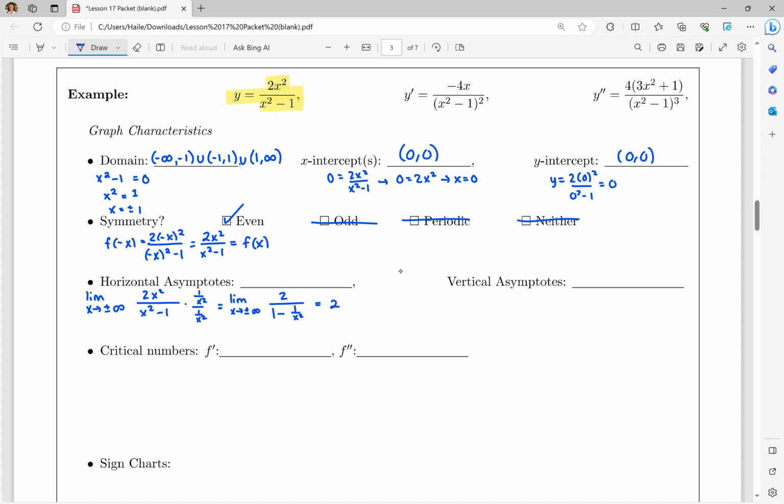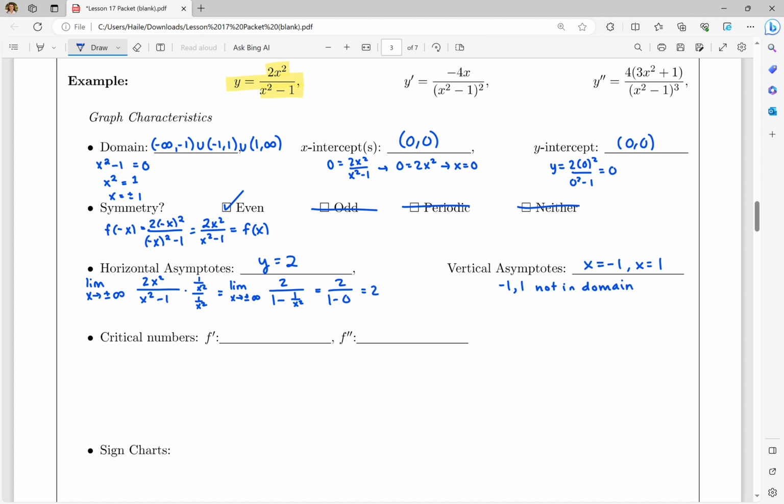Or actually, let's spell out one more step. 2 over 1 minus 0 is equal to 2. So the horizontal asymptote is going to be y is equal to 2. And that's on both sides. Vertical asymptote, well, we have 2 of them because we already solved for the numbers where the domain does not exist. So negative 1 and 1 not in the domain. So our vertical asymptotes are x is equal to negative 1, x is equal to positive 1.